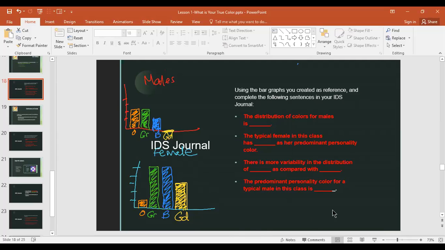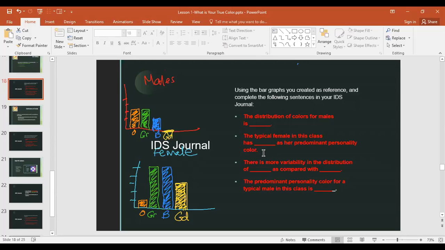All right, ladies and gentlemen, let's take a quick look at these. The distribution of colors for males is... When it asks you for the distribution, it's essentially asking how the data was distributed. So your answer should be something along the lines of: the distribution of colors for males is 2 orange, 2 green, 1 blue, and 0 gold. You're essentially stating what the actual distribution was, how the data was spread out.